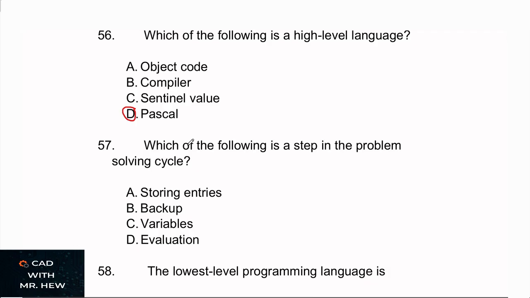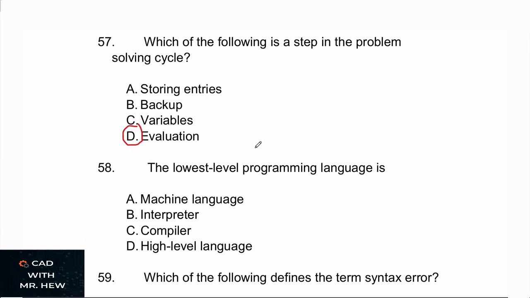57. Which of the following is a step in the problem-solving cycle? We have A, storing entries, B, backup, C, variables, D, evaluation. The correct answer is D. Okay, 58. The lowest level programming language is A, machine language, B, interpreter, C, compiler, D, high level language. The correct answer is A.